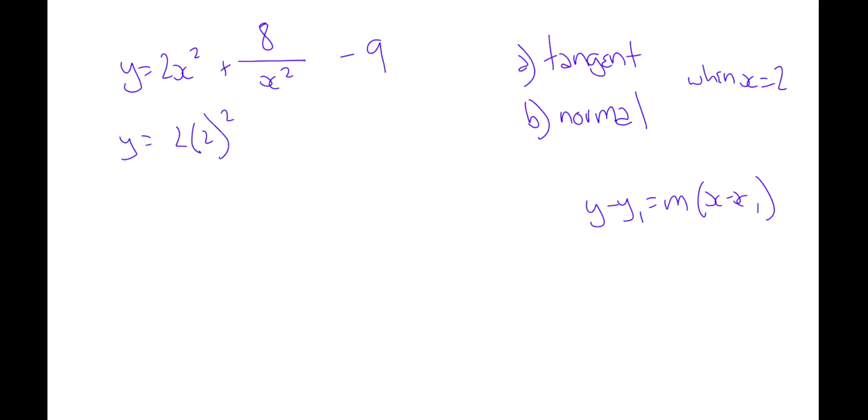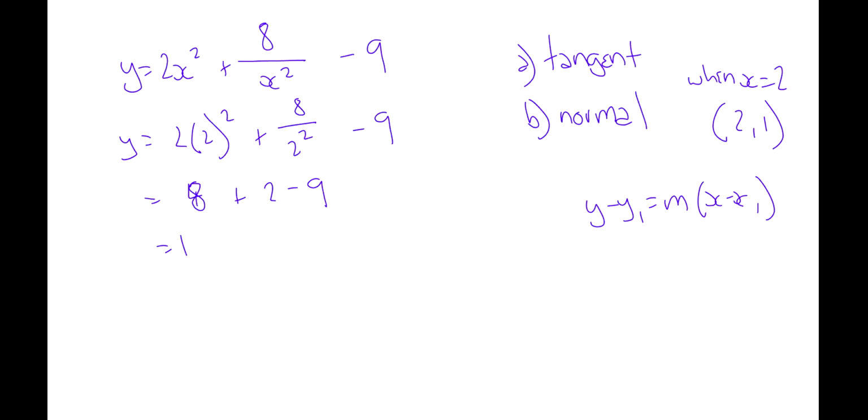Actually, I don't think I do need that information. Oh, yes, I do. Okay, plus 8 over 2 squared minus 9. So we've got 8 over 4, which is 2, minus 9, which is 1. Hmm, so y is 2 times 4, which is 8, plus 2, minus 9, which is 1. So the point here is 2, 1. Good? So now to find these equations, we need the gradient. I'm going to do that by finding the derivative.